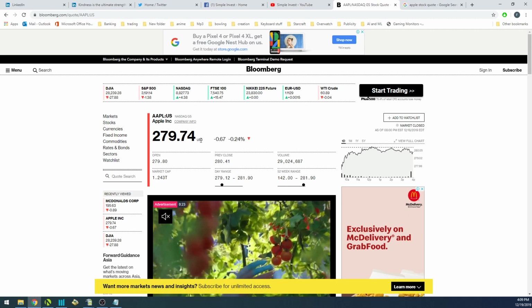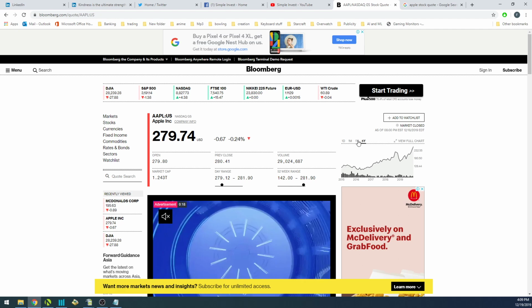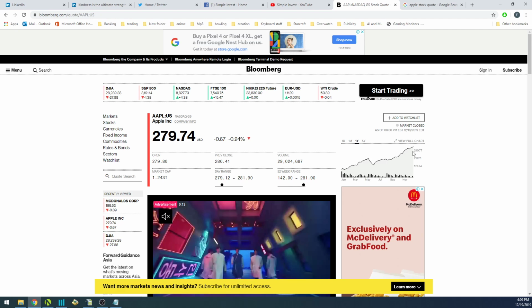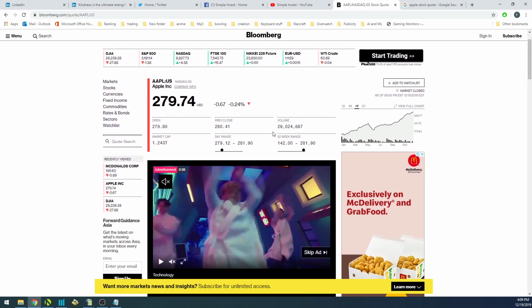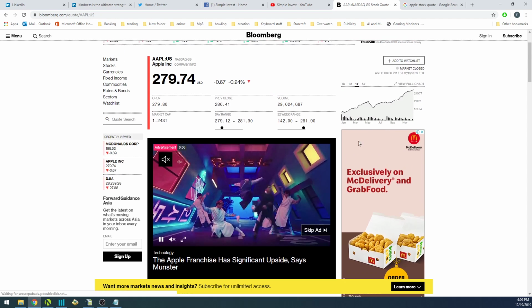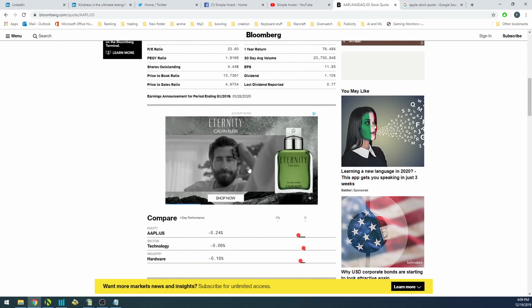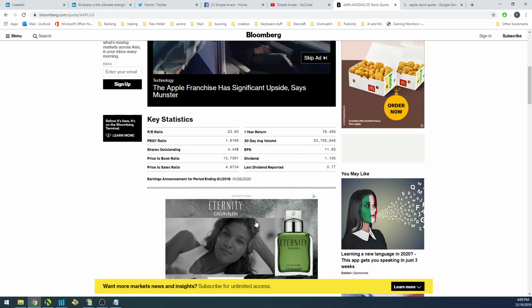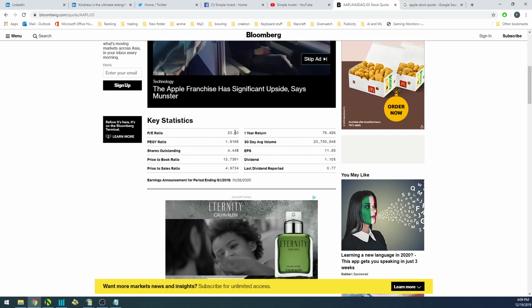And this is Apple's stock price as of last night, because I'm recording this in Asian time. You can see their 1 day, 1 month, as well as 1 year stock price chart on the right here. So, important things we want to note for fundamental analysis. Obviously, the chart is important, but that's technical. So the key statistics here, as well as the income statement, balance sheet, and cash flow, which is further below.